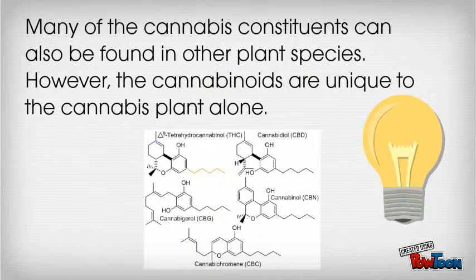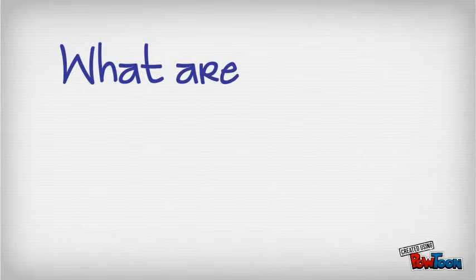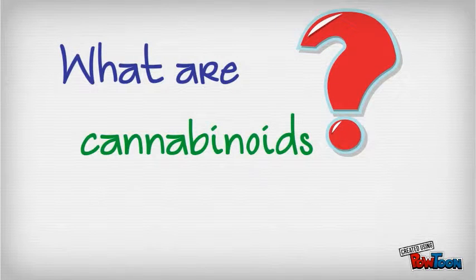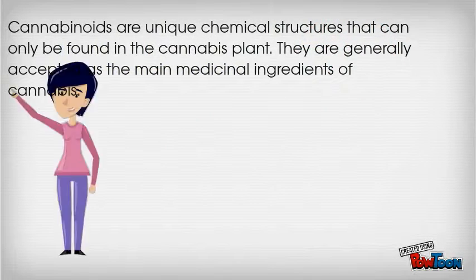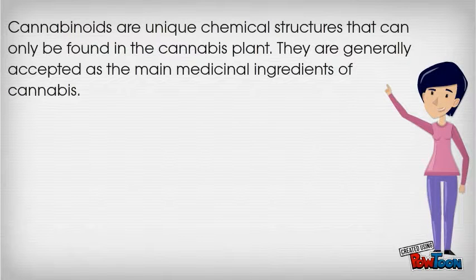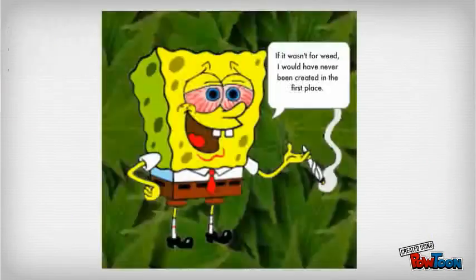Many of the cannabis constituents can also be found in other plant species. However, the cannabinoids are unique to the cannabis plant alone. What are cannabinoids? Cannabinoids are unique chemical structures that can only be found in the cannabis plant. They are generally accepted as the main medicinal ingredients of cannabis.